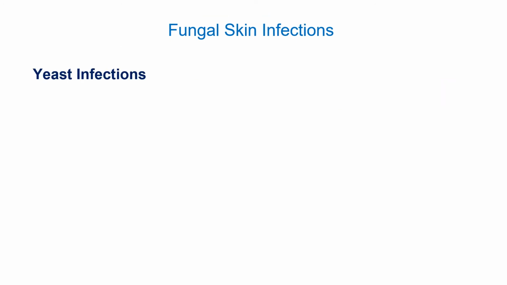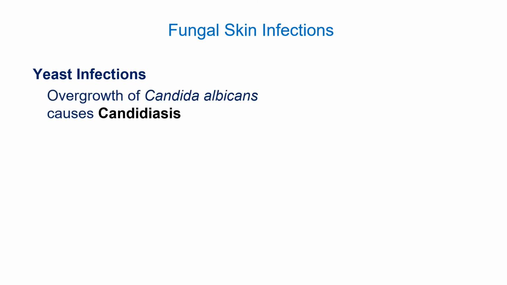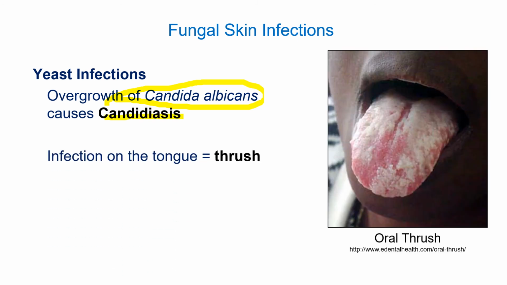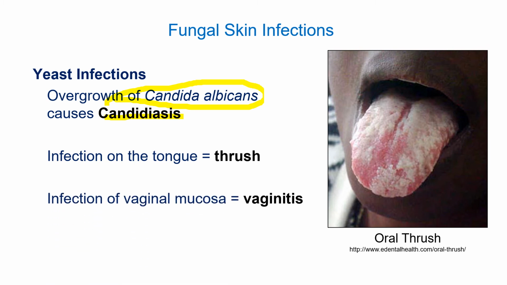So we have a few fungal skin infections we talked about. We talked about yeast infections. Mostly we were talking about Candida albicans, which the clinical term is candidiasis. So there's the word there. And mostly we're talking about thrush, which is an oral infection, or of course vaginitis, or sometimes just called a vaginal yeast infection.